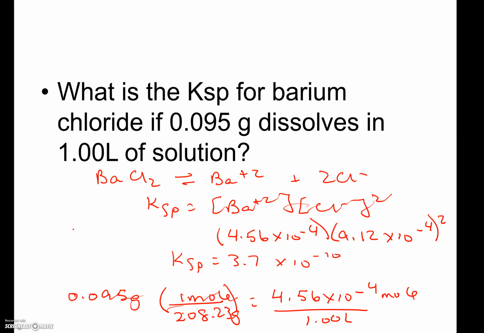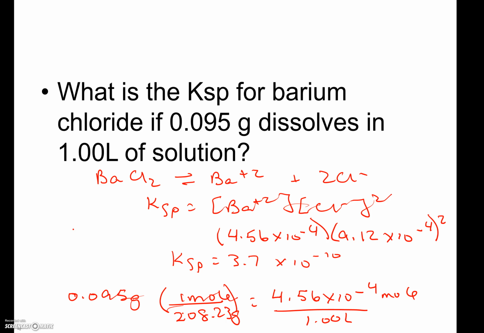So we've got barium chloride. It's going to dissolve in water to form barium ions and chloride ions. For every 1 mole of barium chloride that dissolves, we're going to get 1 mole of barium ions and 2 moles of chloride ions. So our KSP expression will be the concentration of barium ions to the first times the concentration of chloride ions squared. We can calculate the concentration, so that's done down along the bottom of the page.